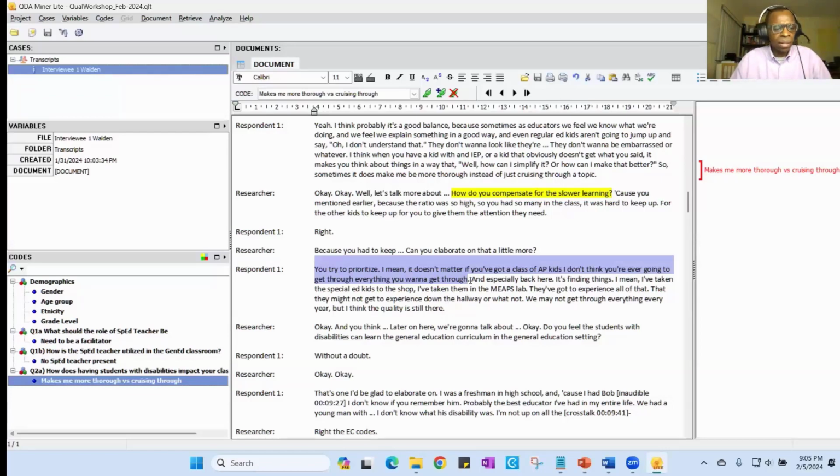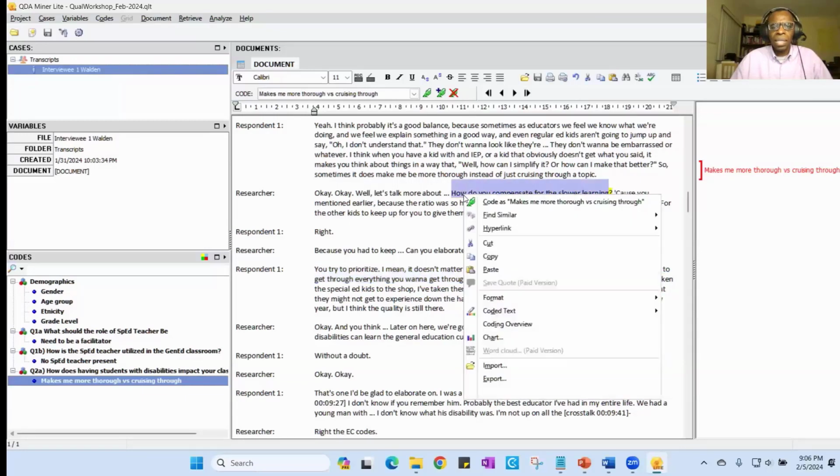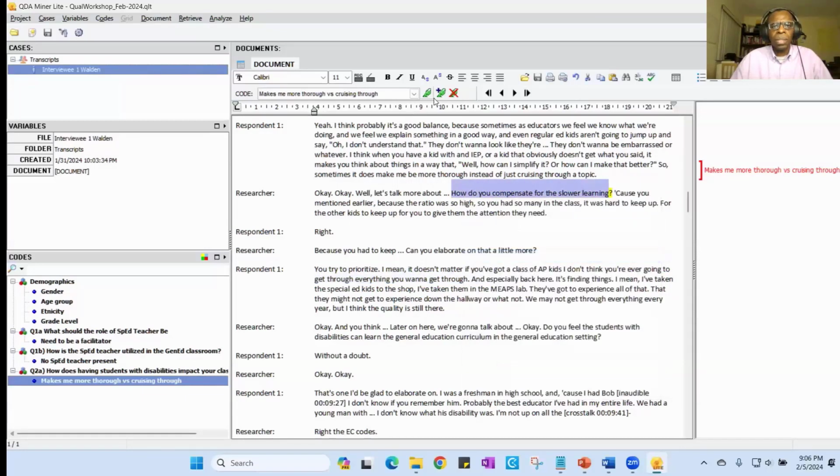So what I'm going to say here for how do you compensate, I'm going to show you what I'm going to do. So we got another, so how do you prioritize? It says, so basically is you try to prioritize. That's going to be the code, okay?